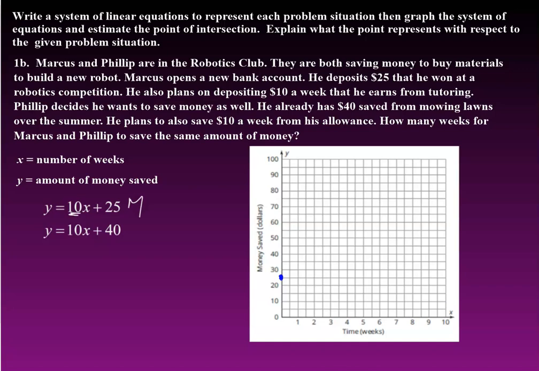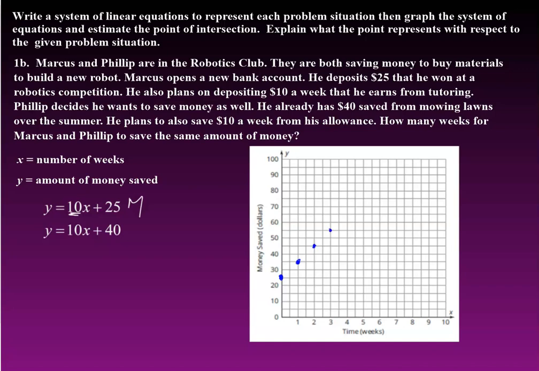So from that 25, I'm going to go over to the right one and up $10. So there's 5, there's 10. Whoops. So right here. Nope. Try it one more time. So we're going to go over to the 1 and we're going to go up to 35. And that's my $10. And then we're going to go over to the 2 and go up to 45, which is another $10. And go to 3 and go to 55. And we have enough points now that we can draw a line.